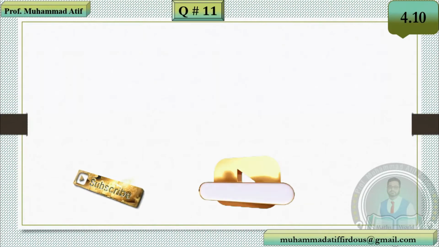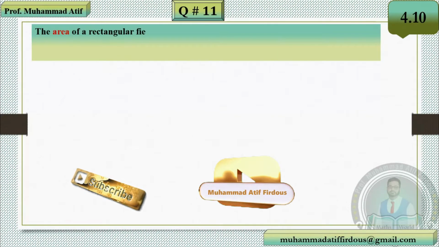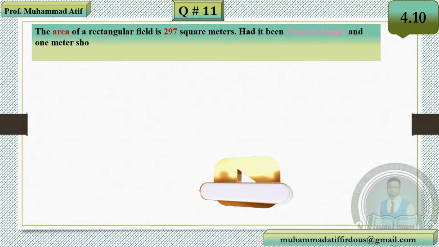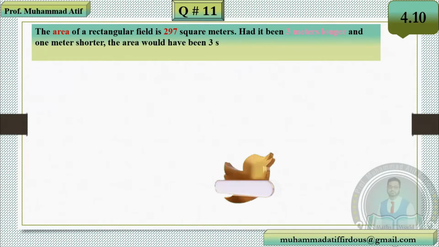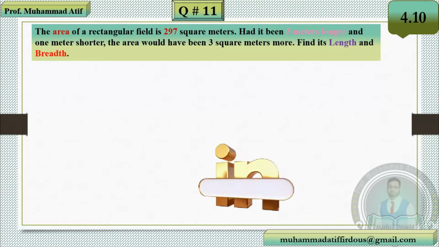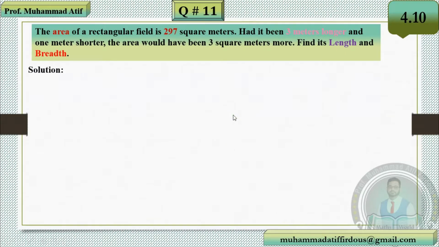It states that the area of a rectangular field is 297 square meter. Had it been 3 meter longer and 1 meter shorter, the area would have been 3 square meter more. Find its length and breadth. This problem is related to the area of a rectangle. Given a rectangle, we have to find its length and breadth.